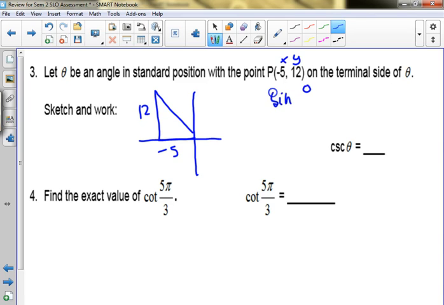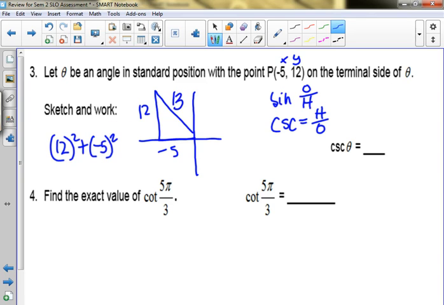Sine is opposite over hypotenuse, so cosecant would be hypotenuse over opposite. Do we know the hypotenuse? 12 squared plus... every time, I still have people who do this as a negative without the parentheses. I just want to cry.